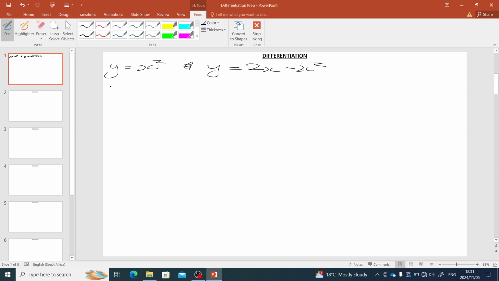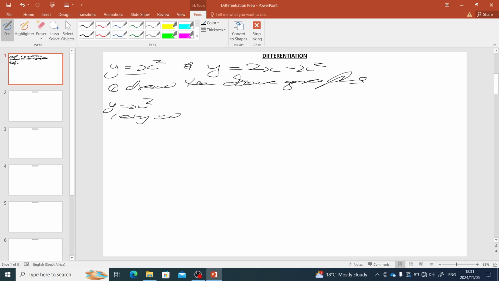Now, the first thing that we do is to draw the above graphs. That is the first thing that we need to do. Start with this one. Let y equals 0. If y equals 0, then our x equals 0. Let x equals 0, then our y equals 0. Then we have (0, 0).